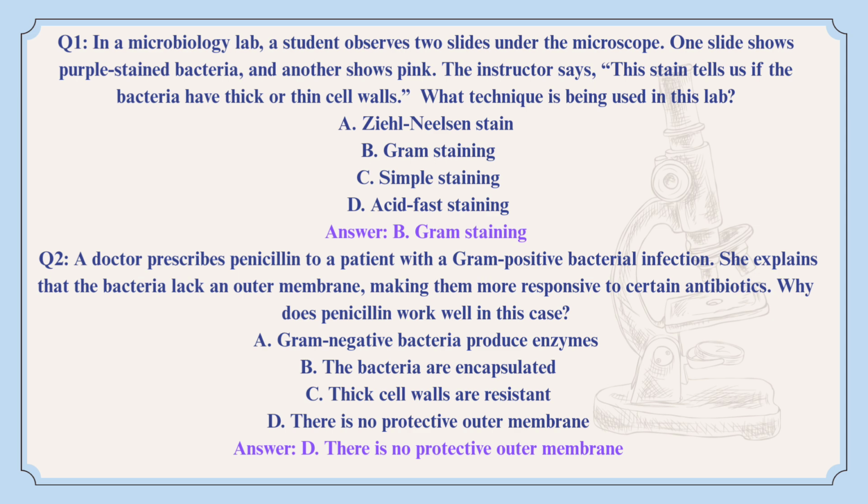A. Gram-negative bacteria produce enzymes. B. The bacteria are encapsulated. C. Thick cell walls are resistant. D. There is no protective outer membrane. And the answer is D. There is no protective outer membrane.